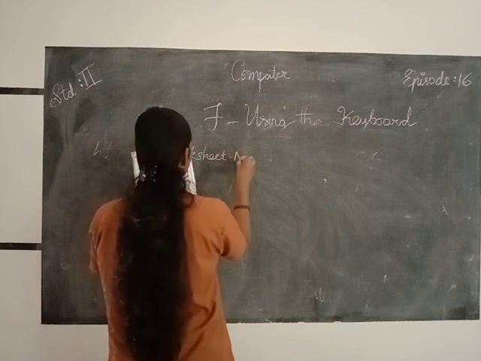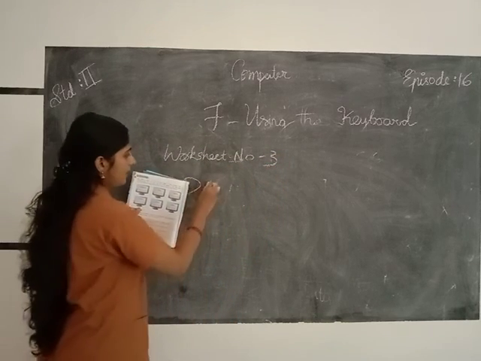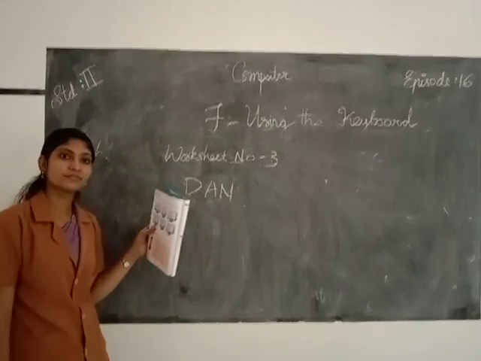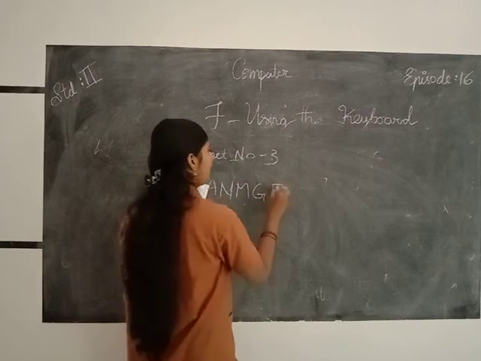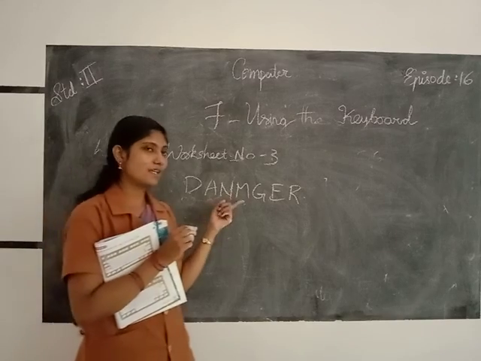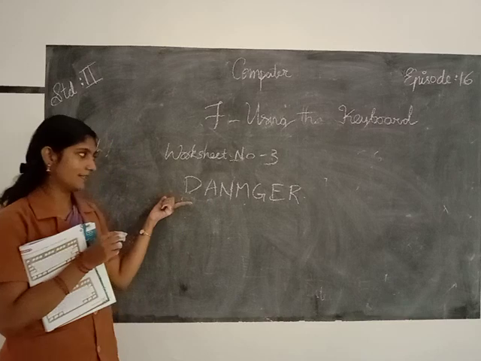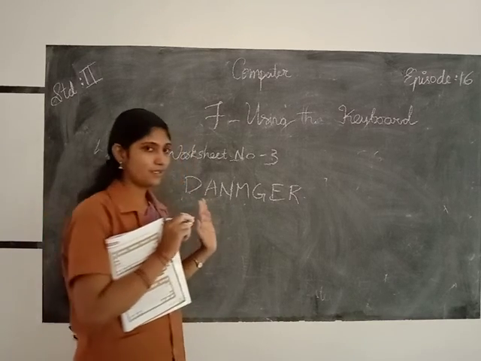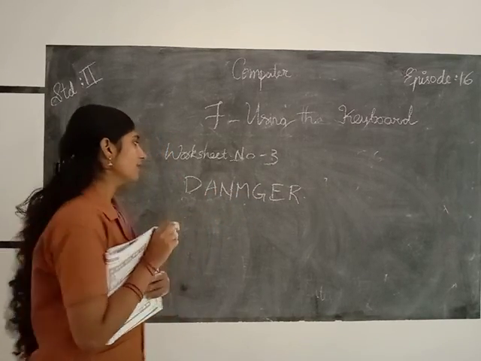Worksheet number 3. First word: D-A-N-M-G-E-R. The question here is that there is an additional letter M. You have to remove that letter from this word and then find the correct word. First of all, we can remove the letter M from the word.